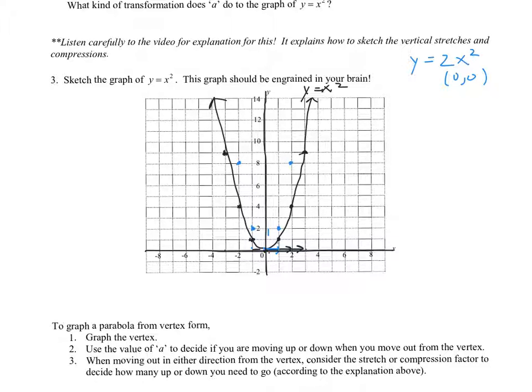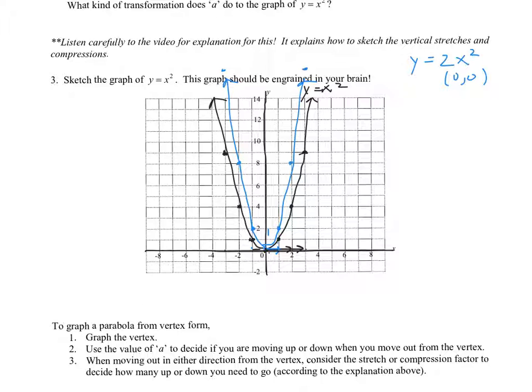All right, and then if I went out 3, 3 squared is 9, but then I'd have to double it. I'd actually have to go up to 18, which would be somewhere up here, which is kind of off the grid, but at least you get an idea of which way we're going here. So that's our y equals 2x squared.